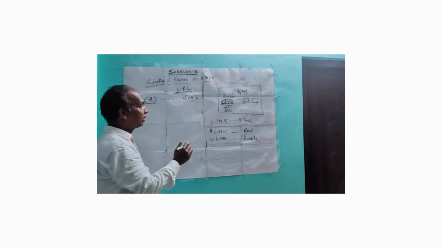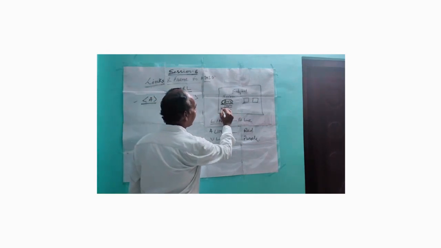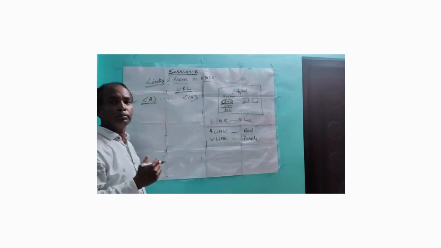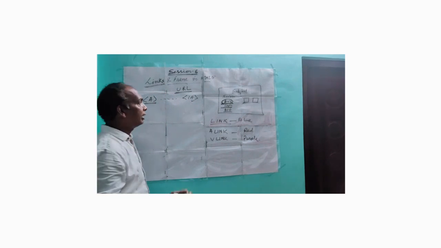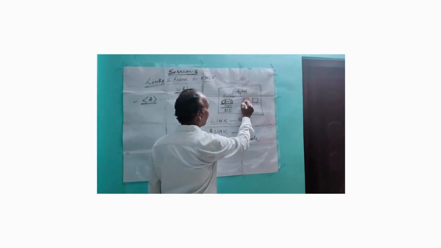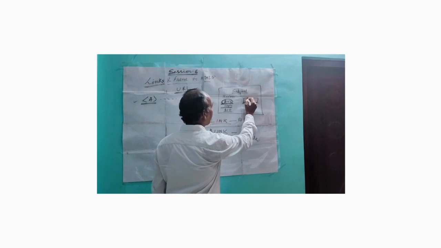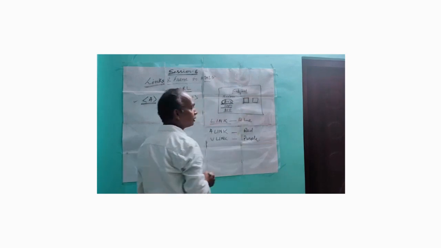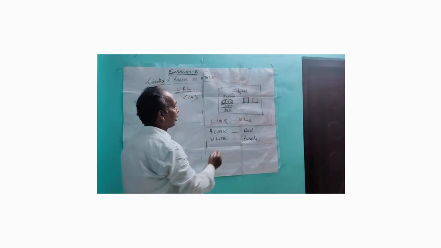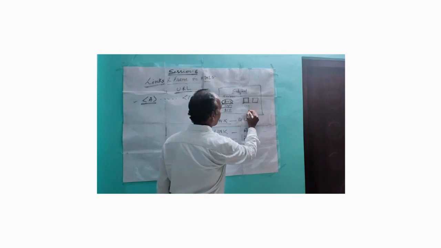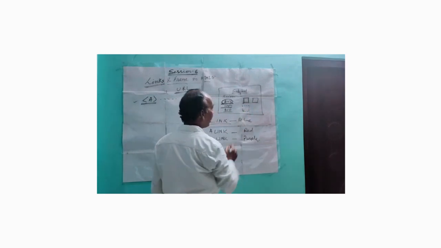In case of text, it will be underlined and appear in a different color. But in case of graphics, the border of the graphic appears blue. In some cases, it also appears as a dotted line. And this is one process.